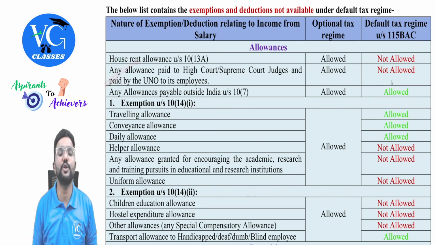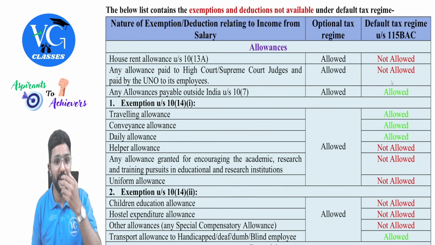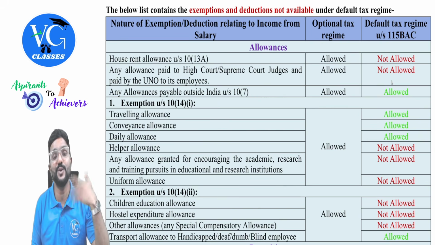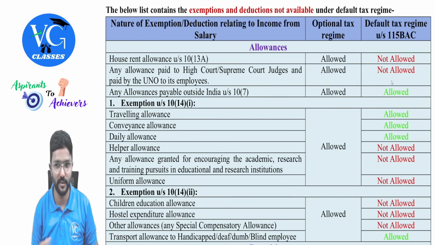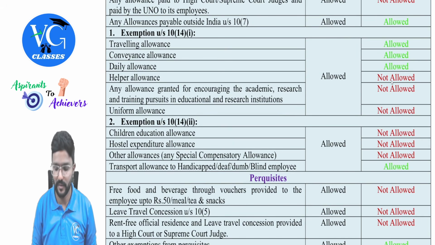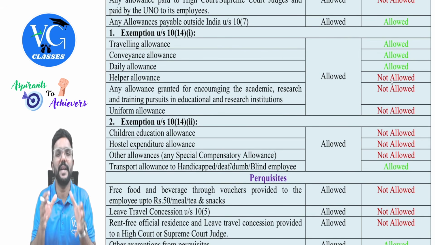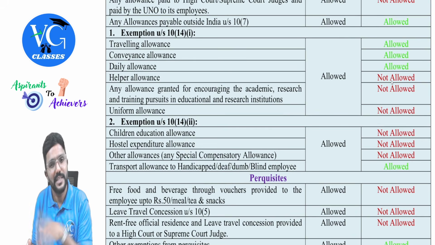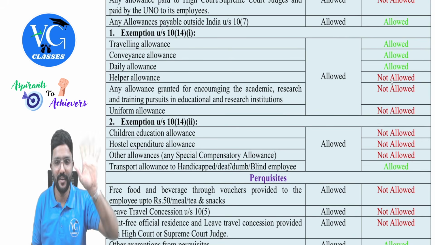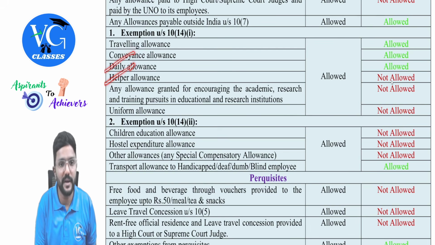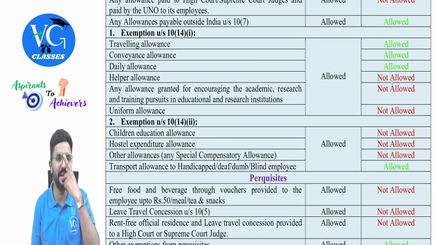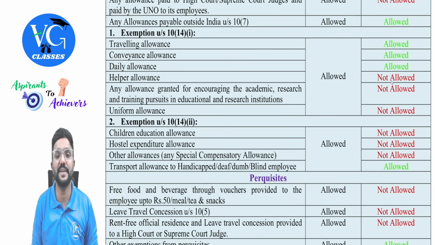Then any allowance paid to High Court or Supreme Court judges, and paid by UNO to its employees, is not allowed. But if it is provided by the central government to an Indian citizen rendering services outside India to the Indian government, that is allowed. Then under 10(14)(1), what is not allowed? Let us focus. Try to remember what is not allowed; the rest is all allowed. Daily allowance, helper allowance, or any allowance granted for encouraging academic research and training pursuit in an educational or research institution is not allowed under the default regime.